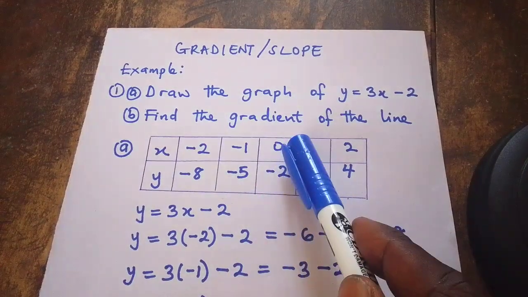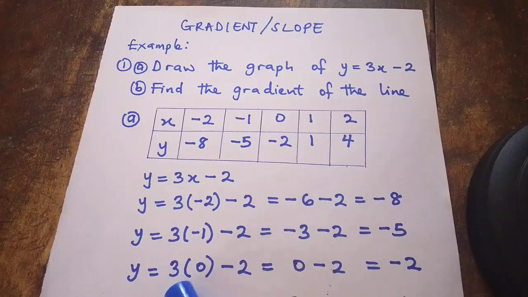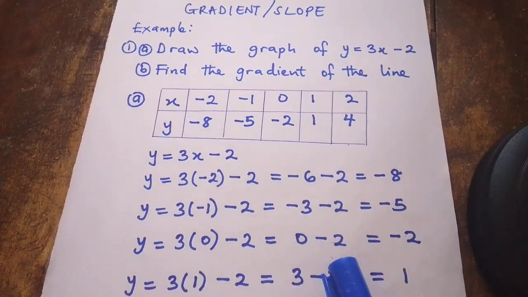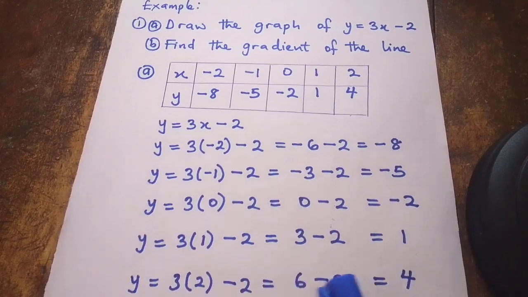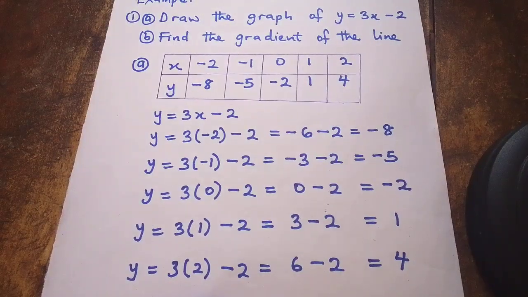When x is 0, what will be the value of y? In place of x, put 0. So 3 times 0 minus 2. 3 times 0 gives 0, minus 2 is minus 2. When x is 1, we have 3 times 1 minus 2. 3 times 1 gives 3, minus 2 gives 1. When x is 2, 3 times 2 minus 2. 3 times 2 gives 6, minus 2 gives 4.